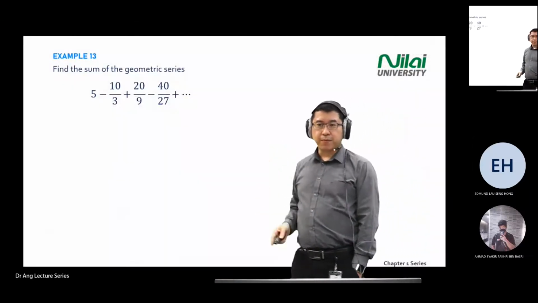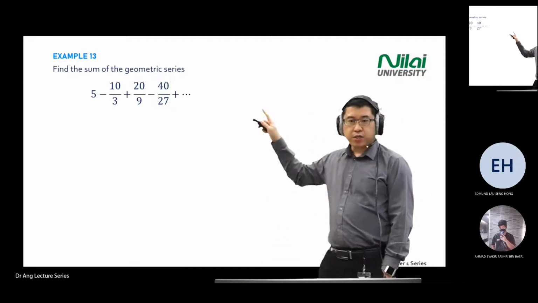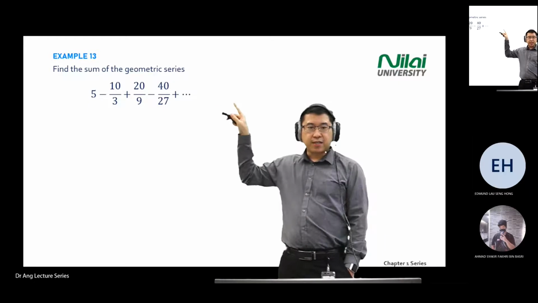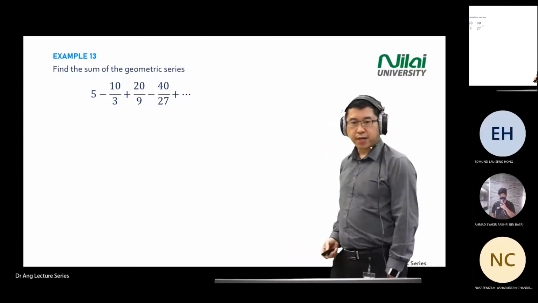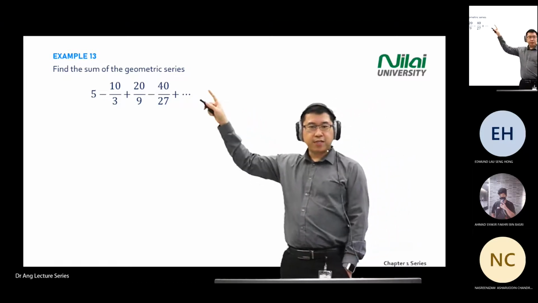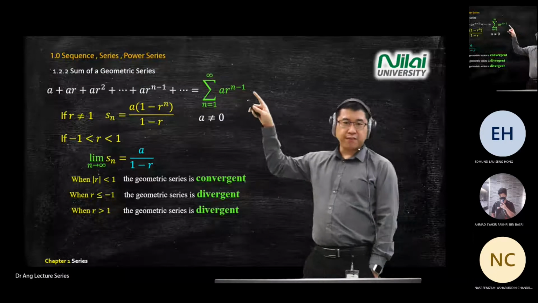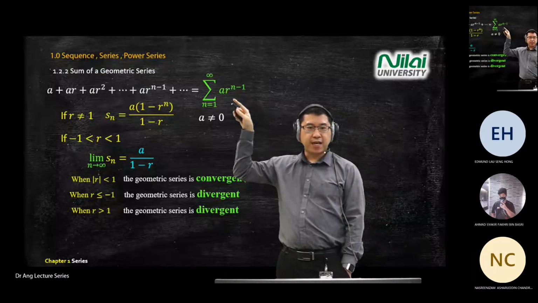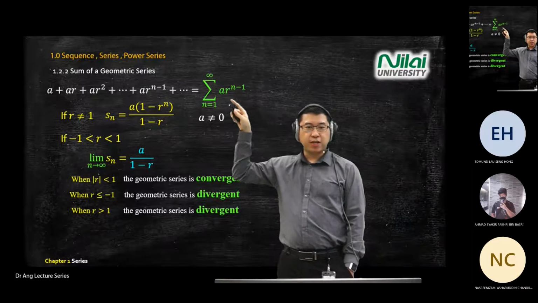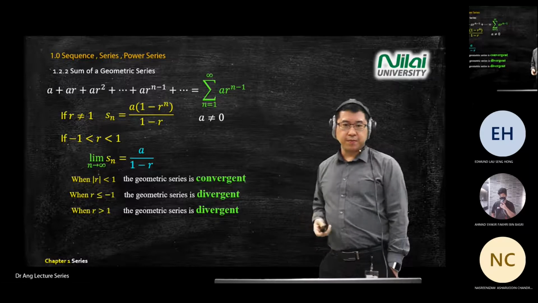Let's look at one example. This is example 13, and the question asks you to find the sum of a geometric series. It already tells you this is a geometric series, and the previous slides already give you the pattern of the equation, where A plus AR plus AR^2 plus dot dot dot equals this green color equation.